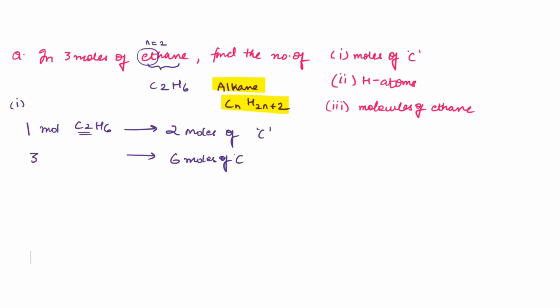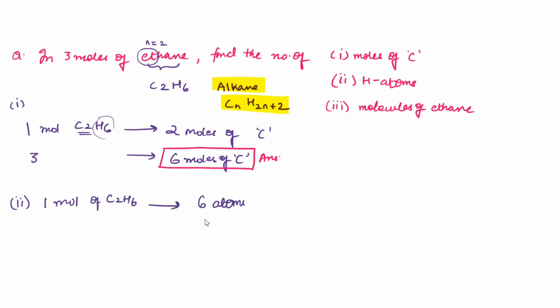So how many moles of carbon is present? Simply cross multiply. There are 6 moles of carbon. So that becomes the answer for our first subdivision. Second, we need to find the number of hydrogen atoms. In 1 mole of ethane, we know that there are 6 atoms of hydrogen. How 6? Because it is C2H6. So we need to find the number of hydrogen atoms present in 3 moles of ethane. So we'll get 18 atoms of hydrogen.